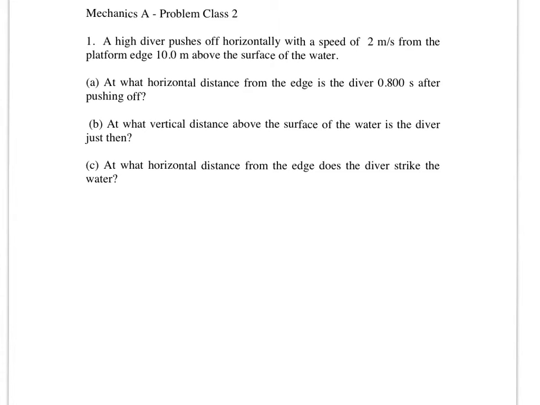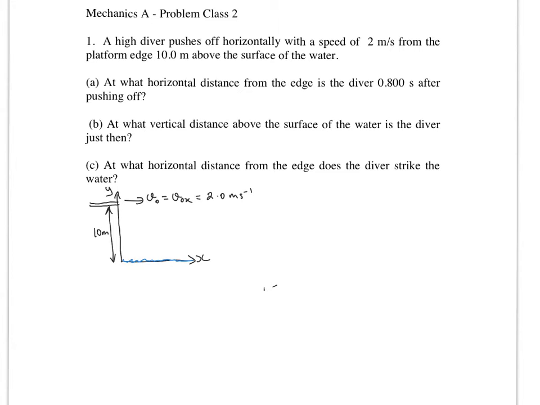Right, so this is a projectile motion problem. First of all, let's define our axes and draw a diagram like this. This is the y direction positive, this is the x direction positive. Let's write that out. We have a high diver pushing off a platform with an initial speed v0, which in this case is v0x because there's no vertical component, 2 meters per second.